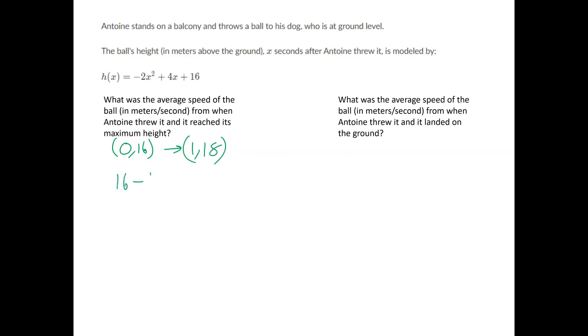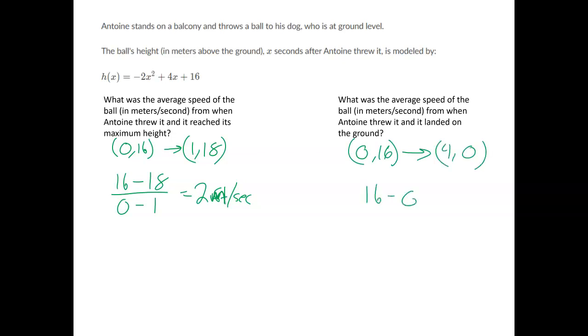So y2 minus y1 over x2 minus x1. What's the average rate of change? Positive 2 feet per second. Or meters, whatever the unit is. Okay? 2 meters per second. What is the average speed of the ball from when Antoine threw it to when it landed on the ground? So I'm still starting at 0, 16, but what's the other point that I'm using? 4, 0. Okay? So y2 minus y1 over x2 minus x1. Negative 4 meters per second.